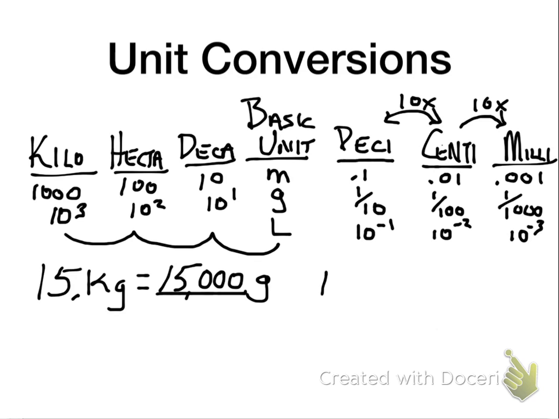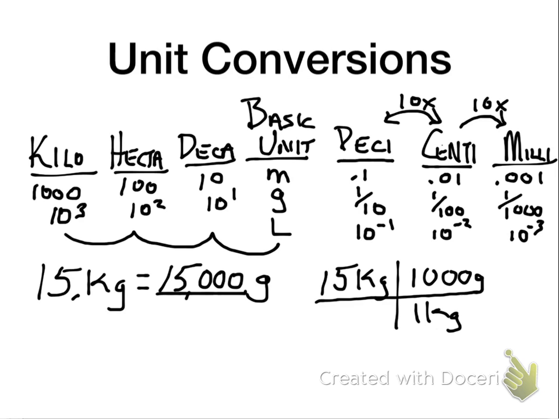Or you could do 15 kilograms and know that in 1 kilogram, we have 1,000 grams. And the 1,000 is coming from 10 times 10 times 10 to get there. So 10 times 10 times 10, or 10 cubed, would be 1,000. So those are your two methods that you can use to do these basic conversions.